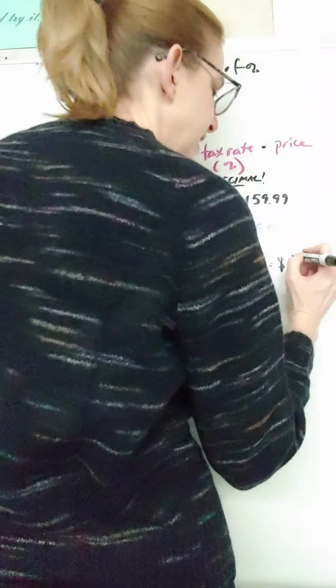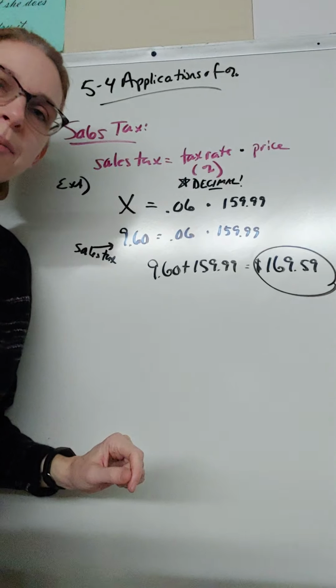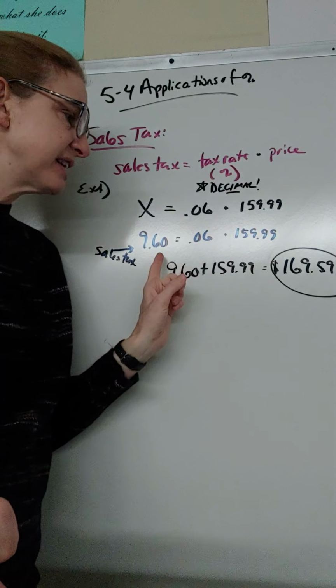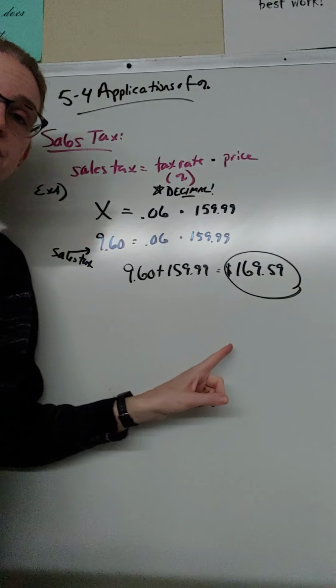So that's $169.59 when you add those up. So that's what I'm going to pay for the bicycle. So this was really a 2-step problem, okay? I had to find the sales tax, and then I had to add the sales tax to the original price. So be careful when you do those. You got to look really closely.